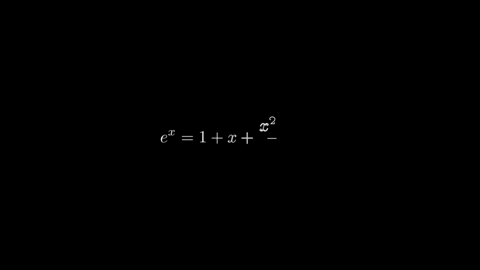I've seen many proofs where people expand e to the x using a Taylor series approximation and then rearrange the infinite sum to prove that it is equal to the cosine of theta plus i times the sine of theta. Instead of doing that, I'm going to set the cosine of theta plus i times the sine of theta equal to some complex function z. So we're going to let z equal cosine of theta plus i times the sine of theta.